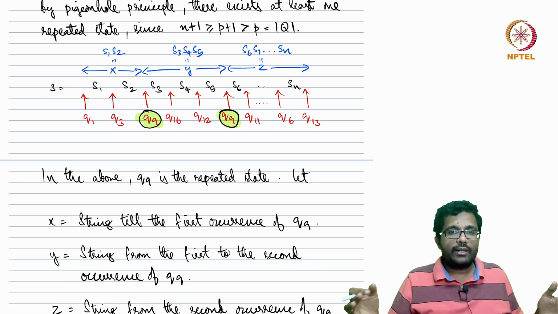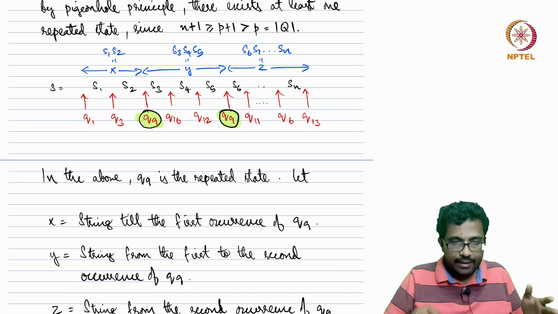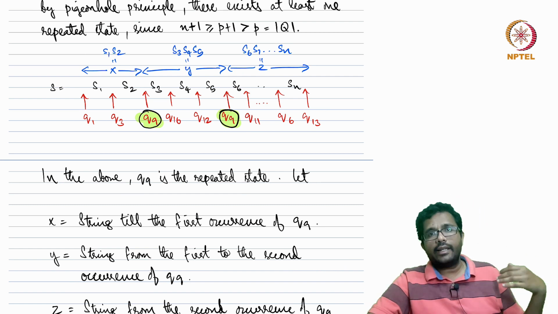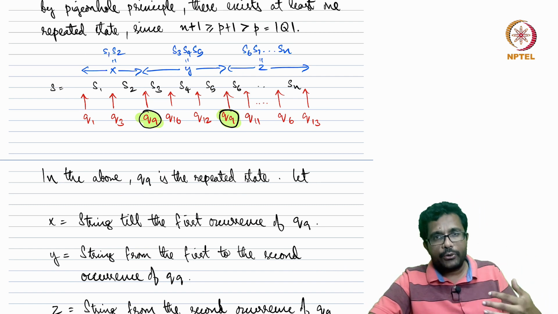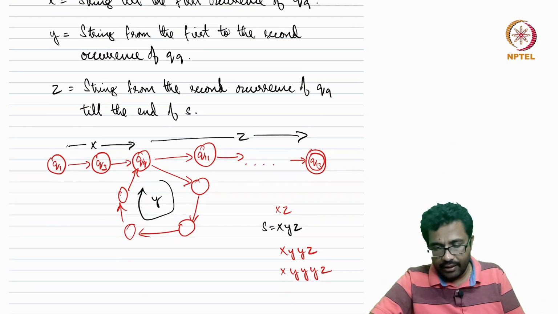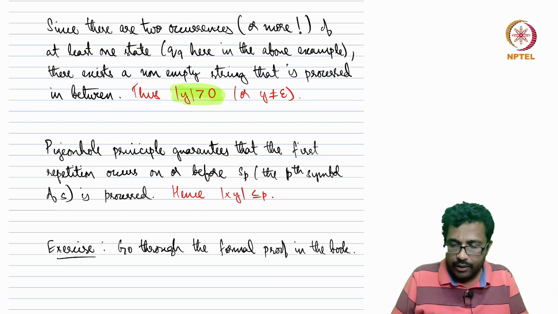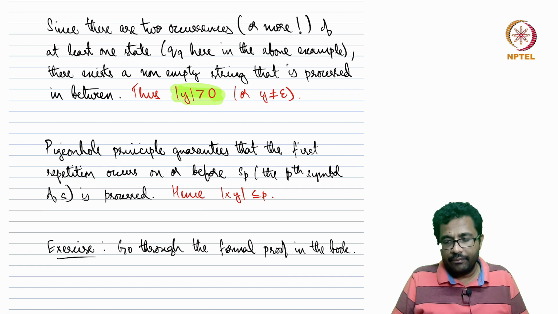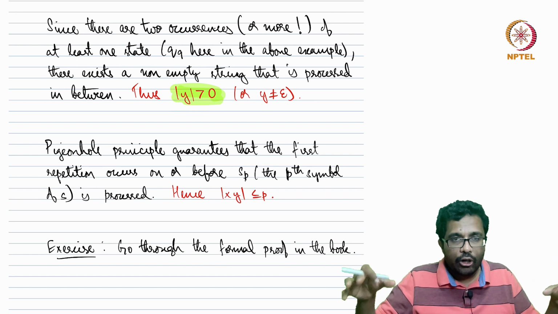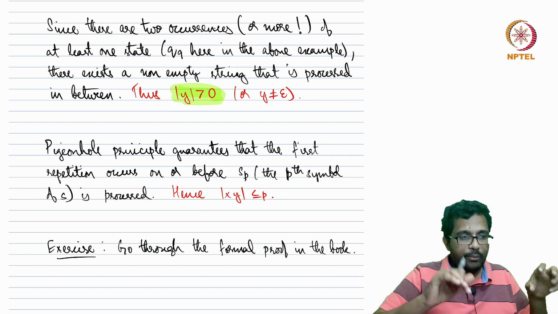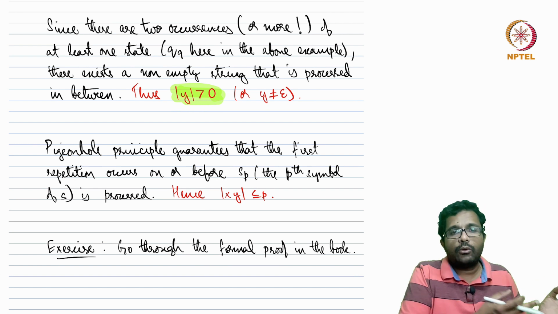So there are already p plus 1 states that the DFA traversed, but we know that the DFA has only p states. So we know for sure that even after reading the first p symbols, some state has to repeat, right? By the pigeonhole principle, there must be some repetition occurring before the pth symbol of the string. The pigeonhole principle says that if there are 10 objects and 9 holes, and you put the objects into holes, at least 1 hole has to have 2, right?